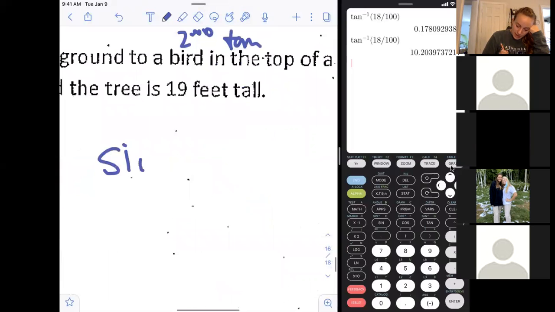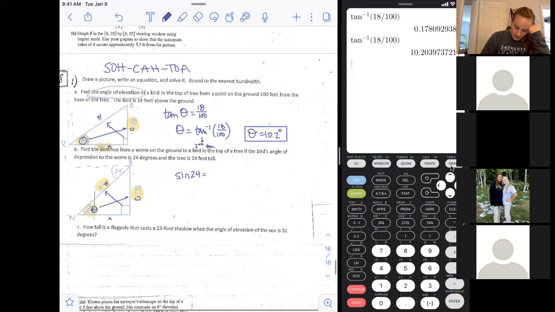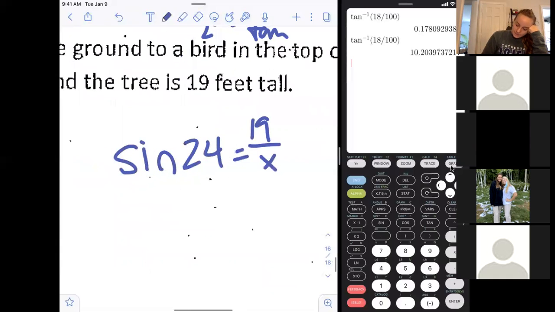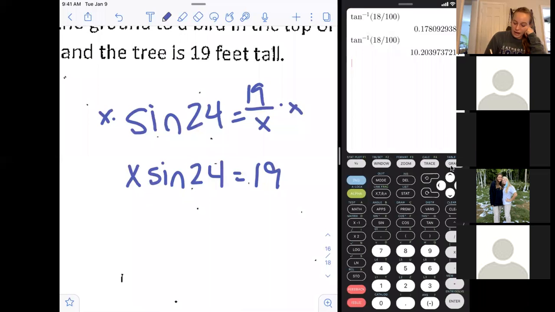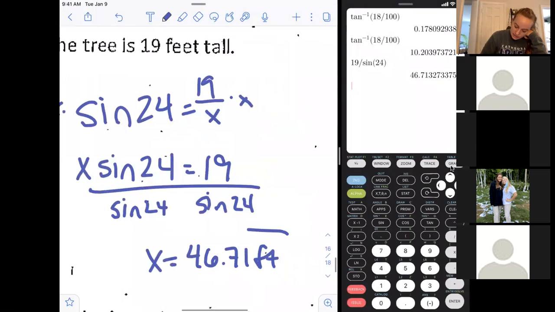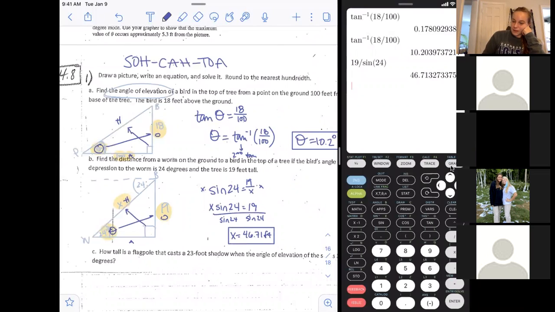So I'm going to do sine of my angle, which is 24, equals O over H, 19 over X. All right, multiply by X on both sides. And we've done this before back in 4.2. If you forgot, go back and look at your notes. Divide by sine of 24 on both sides. And I'm going to put 19 divided by sine of 24. And I get 46.71. This is distance, so it's feet. Cool. Any questions?